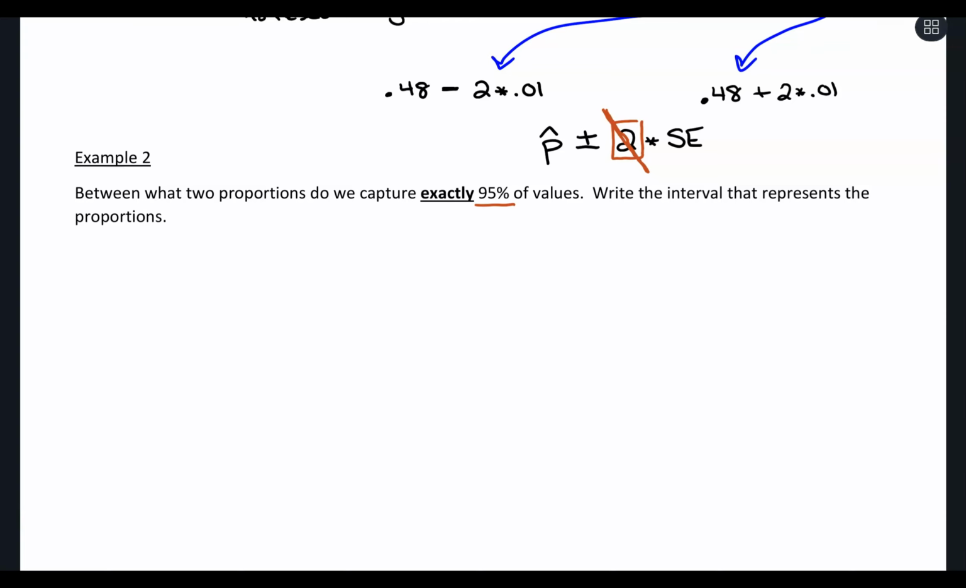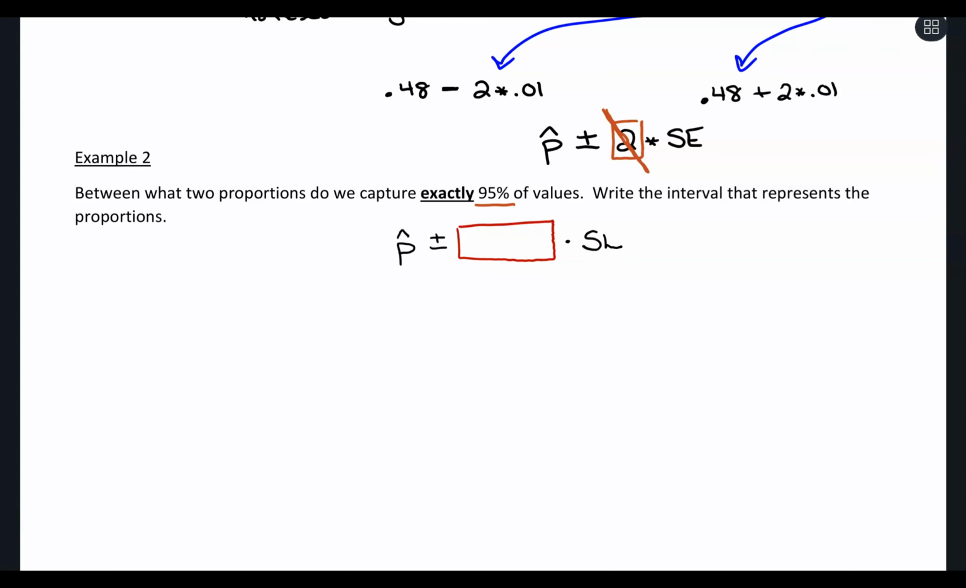So just to show you where we're headed, we want to have P hat plus or minus, and then this is our unknown here of how are we going to improve that number of 2. And then we're going to multiply that by our standard error.